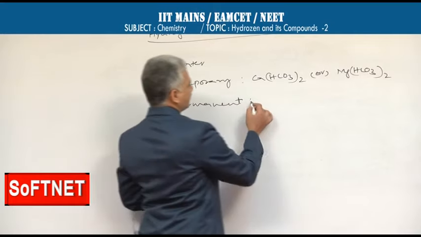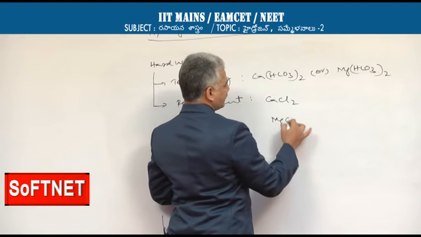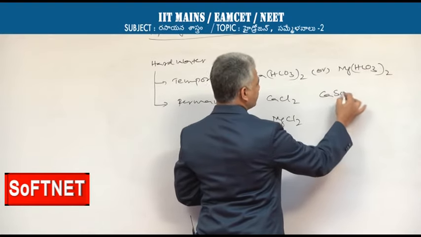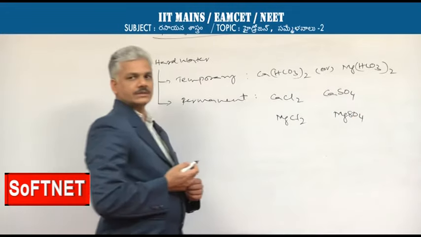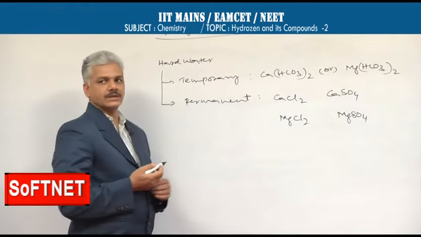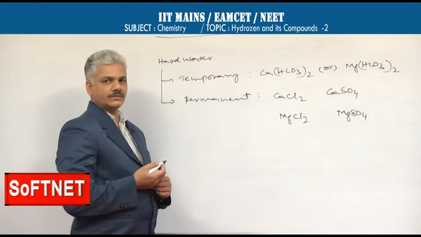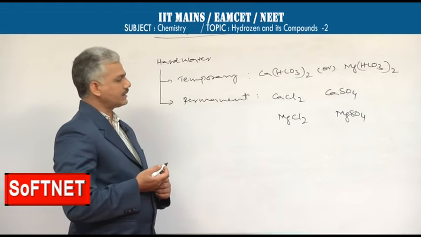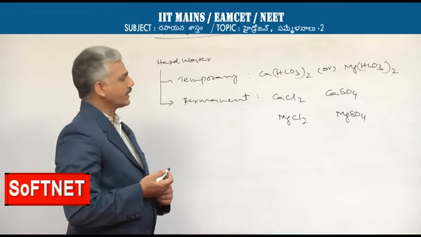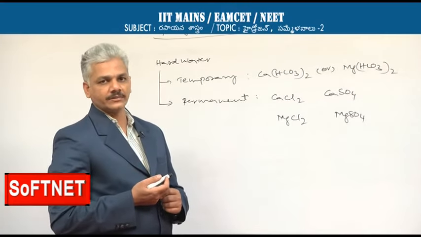But if the water consists of soluble chlorides and sulfates of calcium and magnesium, then the resultant hardness is called permanent hardness. It is so called because it cannot be removed by the simple process of boiling or exposing to air. Now, what are the drawbacks of using hard water?